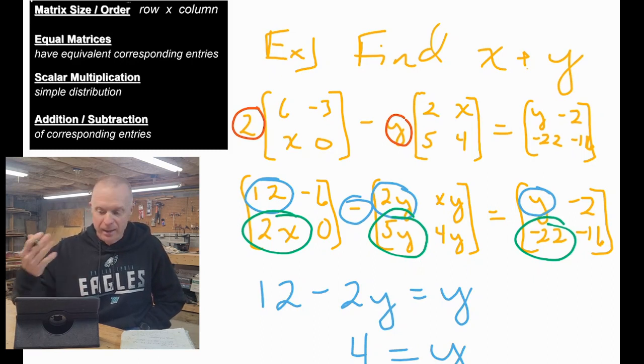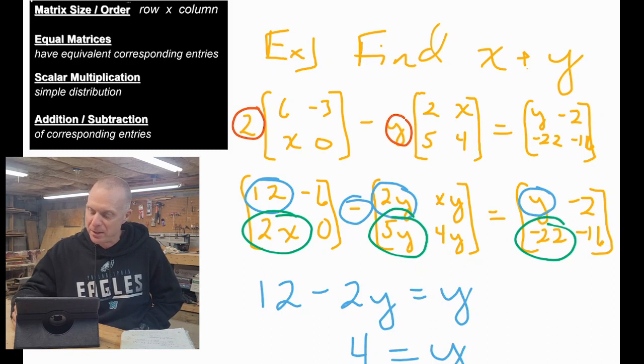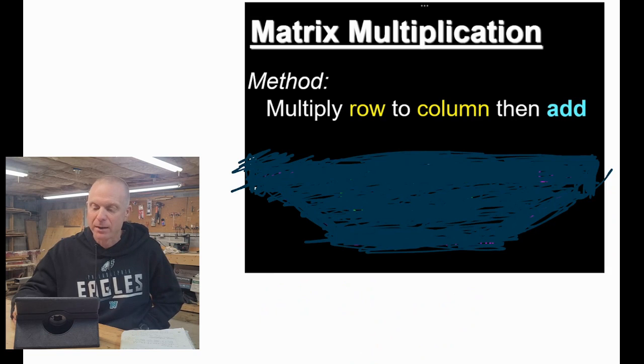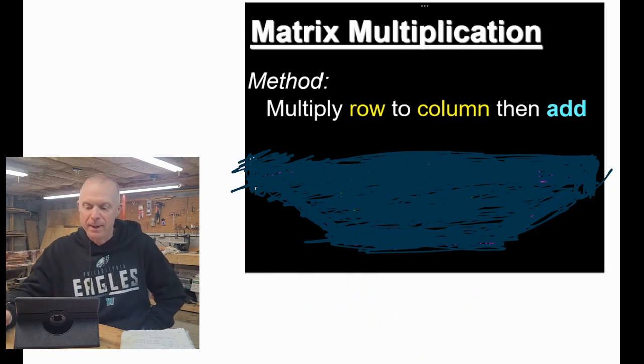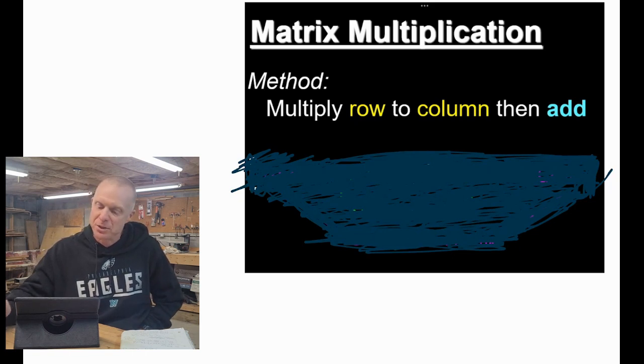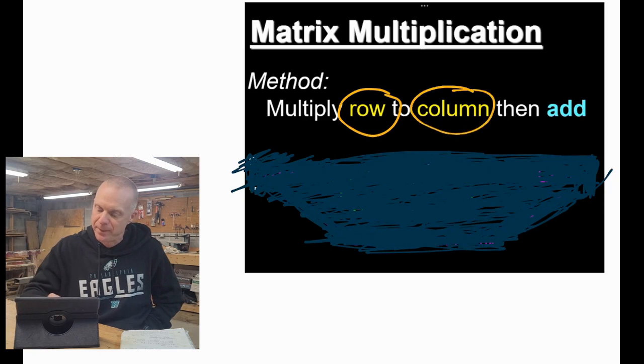Now, it's probably the case that this last operation that we're going to talk about of anything today may require a little additional processing on your part. Matrix multiplication. Why is matrix multiplication perhaps a little bit trickier? Well, I would say it's probably not just common sense. You see, we're not just going to multiply corresponding numbers. Instead, what we're going to do is we're going to multiply a row to a column.